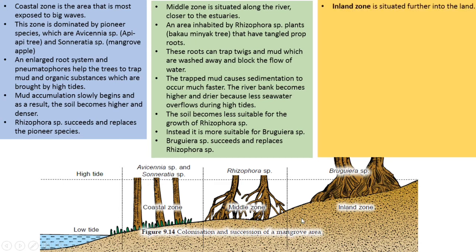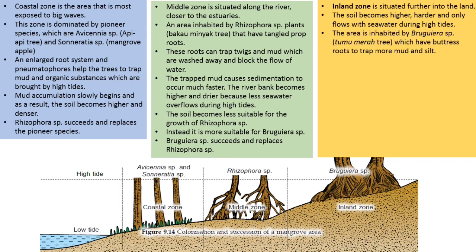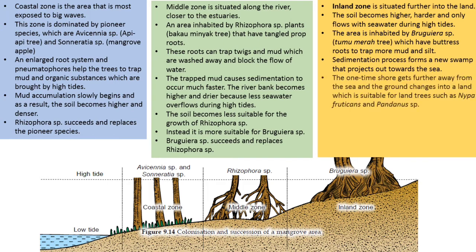Okay, inland zone is situated further into the land. So the soil becomes higher, harder and only flooded with seawater during high tides. So the area is inhabited by the Bruguiera, which have buttress roots to trap more mud and silt. Sedimentation process forms new swamps that project out towards the sea. In time the shore gets further away from the sea, and the ground changes into land which is suitable for land trees such as Nipa, Rutican and Pandanus.